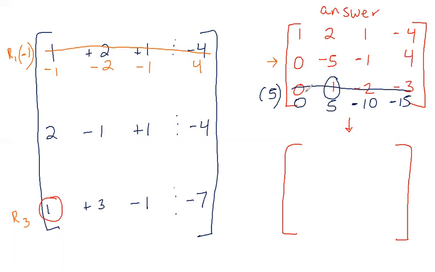Now I'm going to add row 2 to my modified row 3, and I'm going to put the answers in a new matrix below. So I've got 0 plus 0 is 0. Negative 5 plus 5 is 0, which is what we wanted. Negative 1 plus negative 10 is negative 11. And 4 plus negative 15 is negative 11. Okay, now this is what we wanted. We have 0 for x and 0 for y.